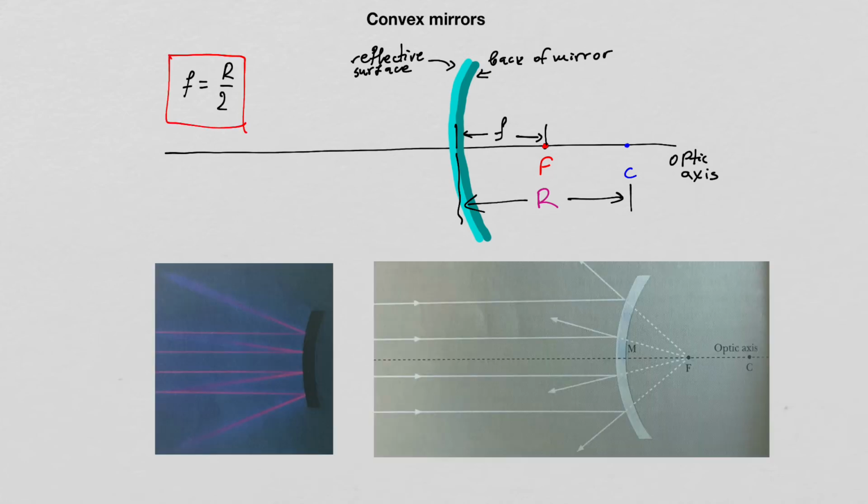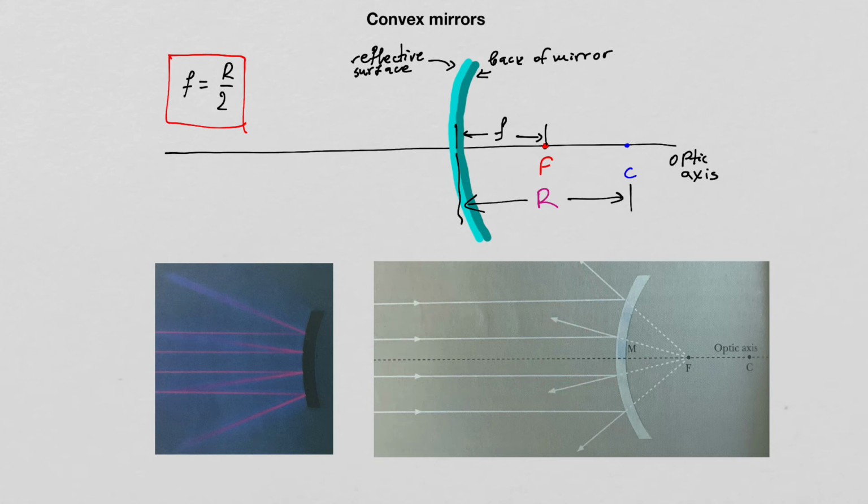So here is a picture of light rays incident parallel to the optic axis upon a convex mirror. As you can see, after reflection, the reflected light rays diverge from the optic axis. And this is a schematic representation of that same picture. The light rays are incident upon the mirror parallel to the optic axis. After reflection, they diverge from the optic axis.